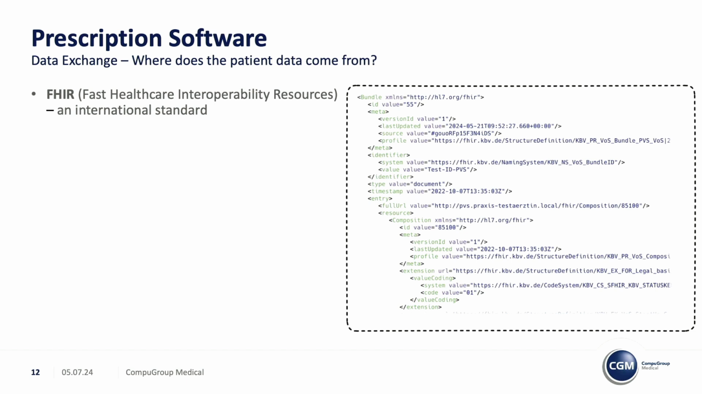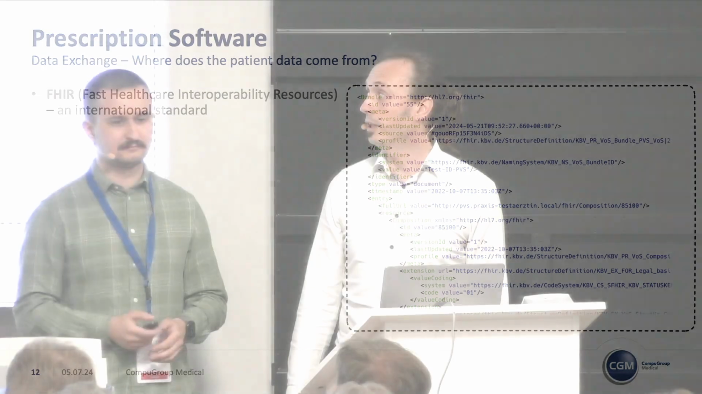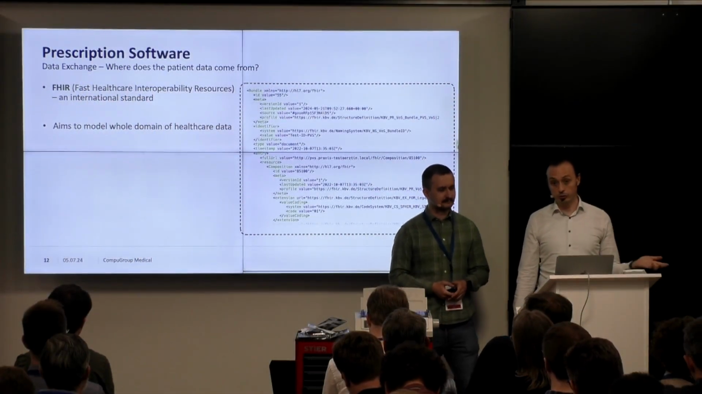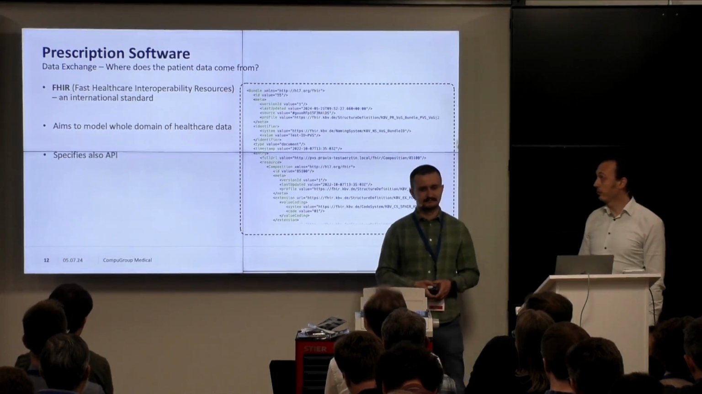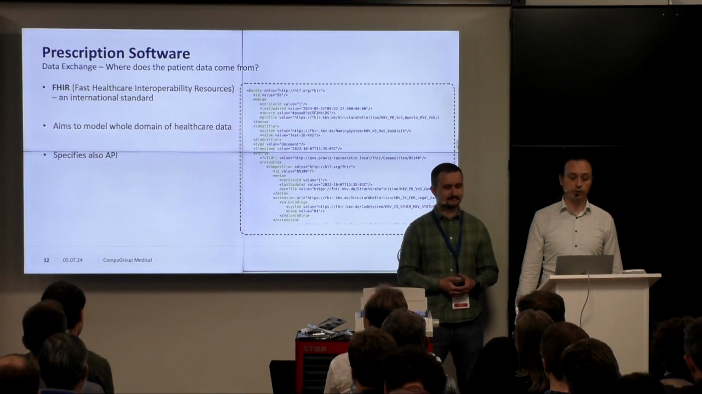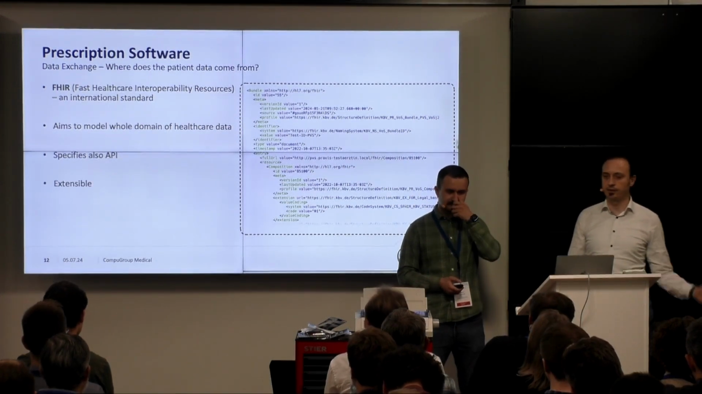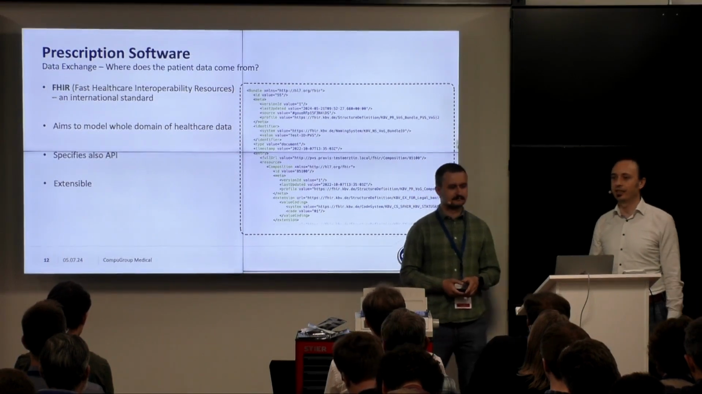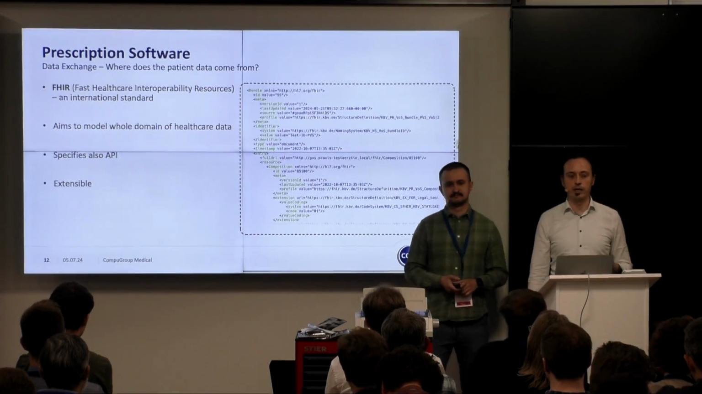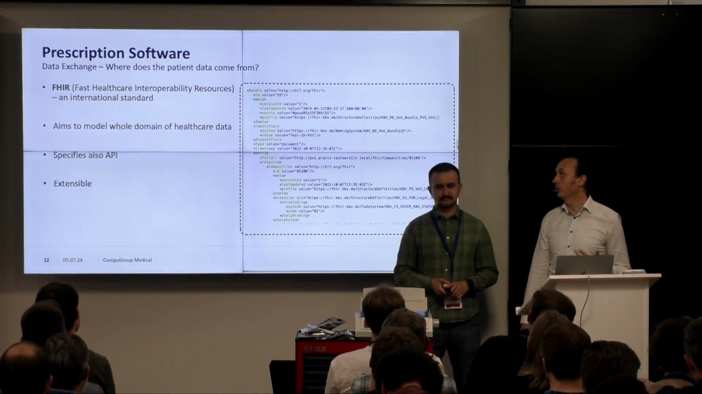And this is specified by KBV. It comes via FHIR, Fast Healthcare Interoperability Resources. That is an international standard that is used in, I think, 20 countries or so. It aims to model the whole domain of healthcare data, so a huge domain. It also specifies a REST API that is used to query or create those resources, and it is extensible. So it is clear that it cannot specify the whole world, but it does give you a kind of manual on how to extend those resources.